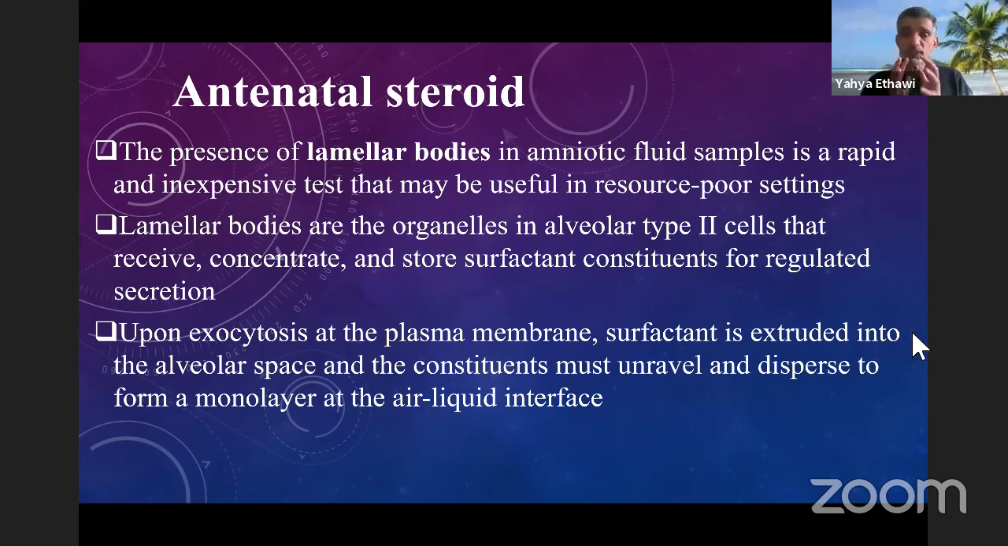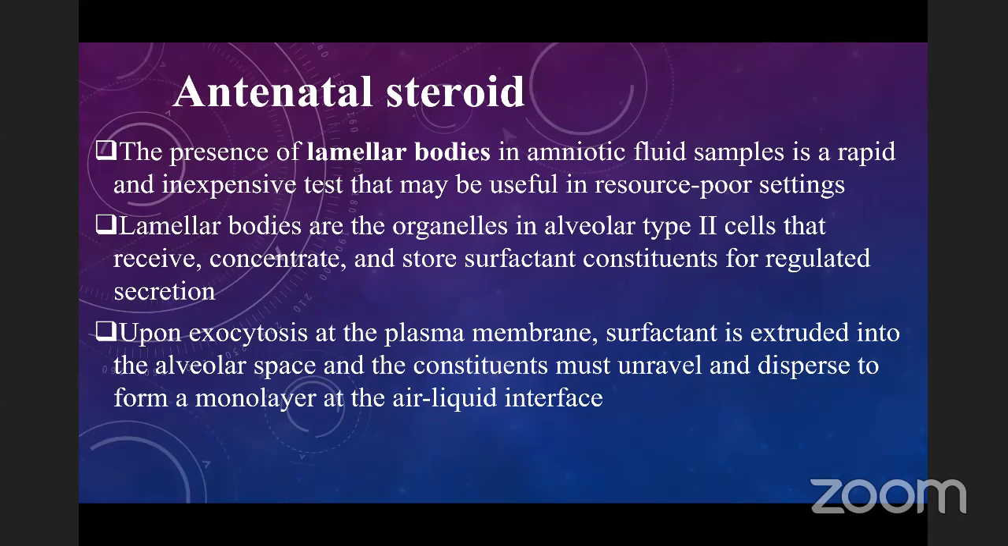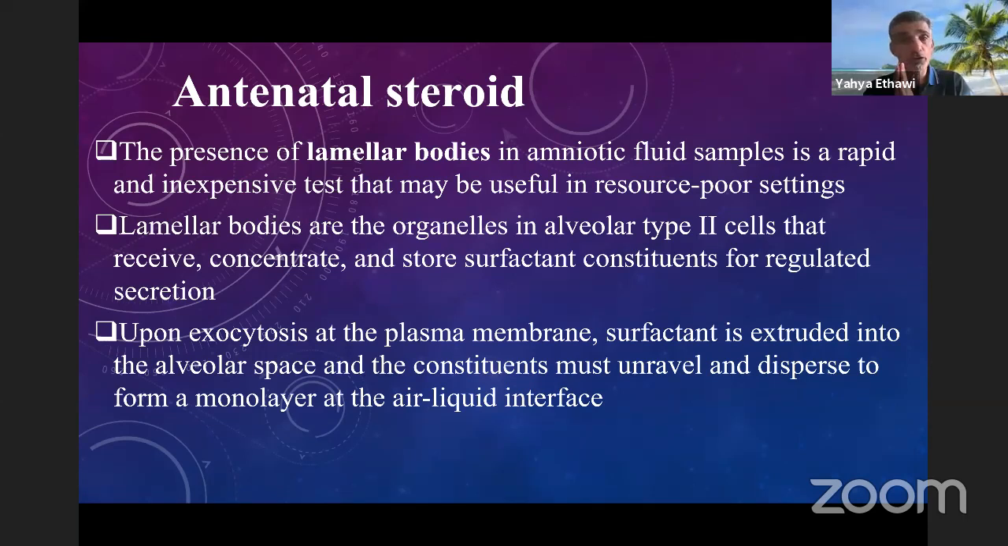Okay, so this test is very rapid, very simple and non-expensive, and it's very good for resource-poor settings. We know the lamellar body is an organelle present in pneumocyte type 2, and it's responsible for receiving, concentrating, meaning storing, and then releasing the surfactant. So it's a cornerstone of regulation of surfactant secretions. Once exocytosis of the membrane is done, the surfactant is extruded into the alveolar space. Okay?